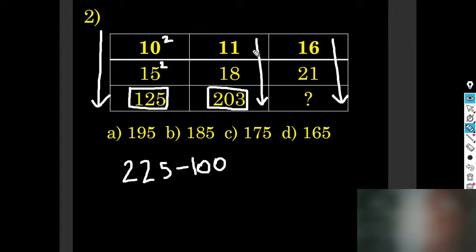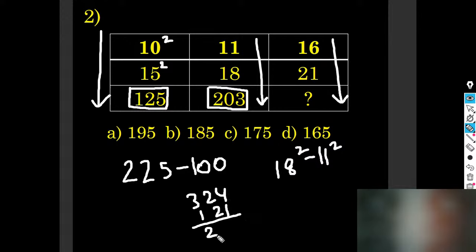Now, if you check the second column, we have 11, 18, and 203. So 11, 18, and 203 means 18 square minus 11 square. 18 square is 324. 11 square is 121. So if you subtract those two, you will be getting 203. Now, in the same way, can anyone answer what is 16, 21, and question mark? Can you comment in the chat box what can be the answer?